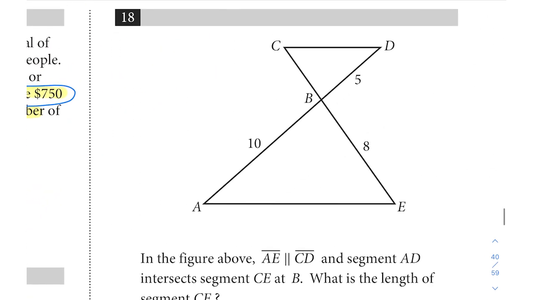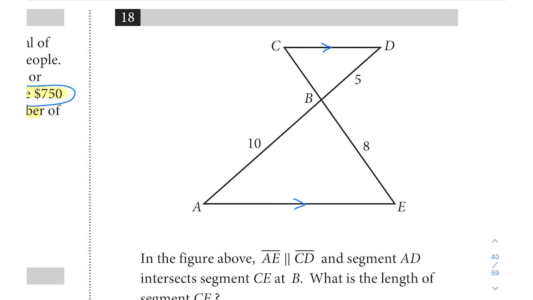Let's take a look now at question 18. Here we see this geometric figure, and it says in the figure above, AE is parallel to CD. That means this top line and this bottom line are parallel. And segment AD intersects CE at point B. What is the length of CE?